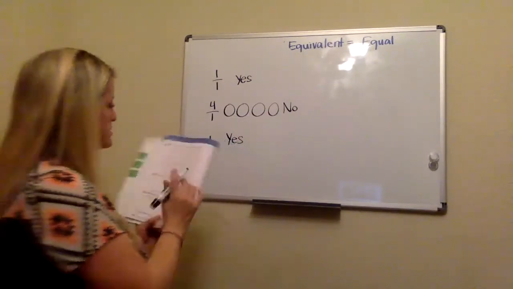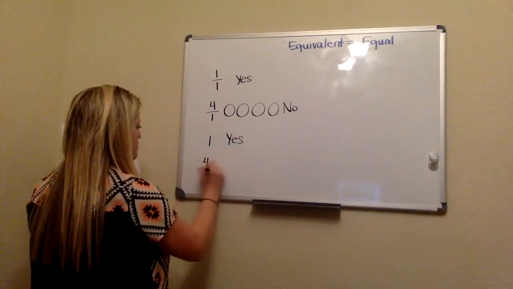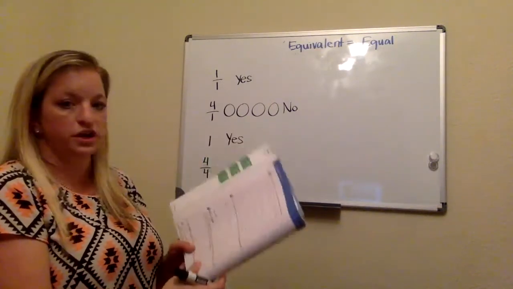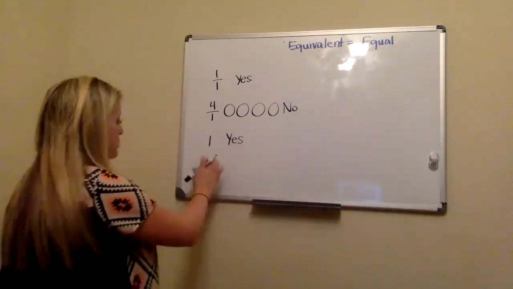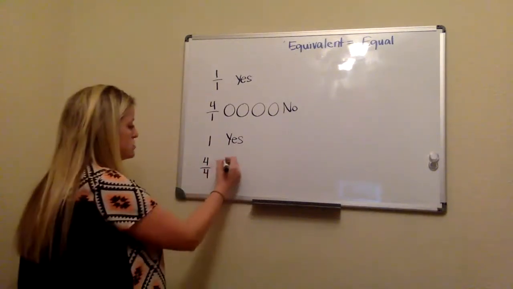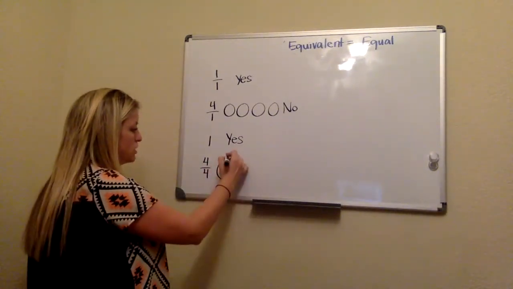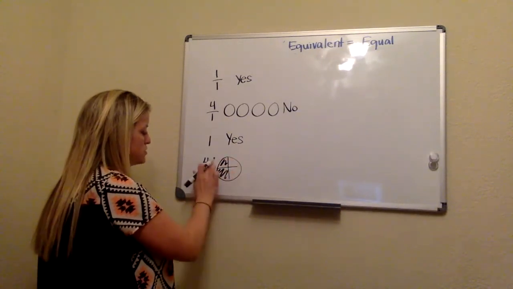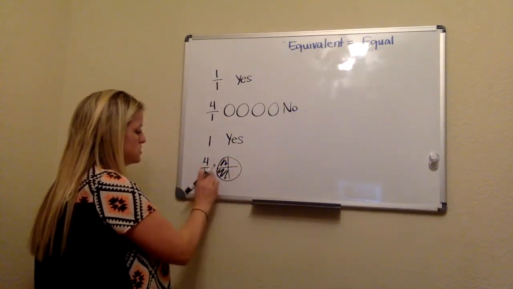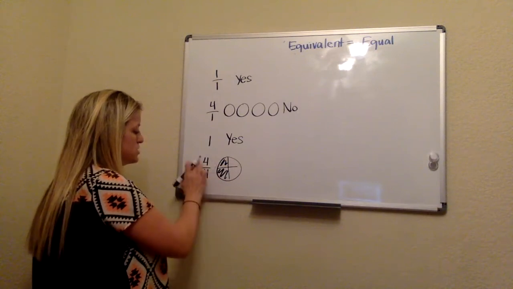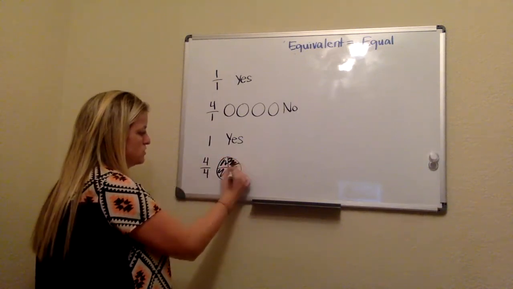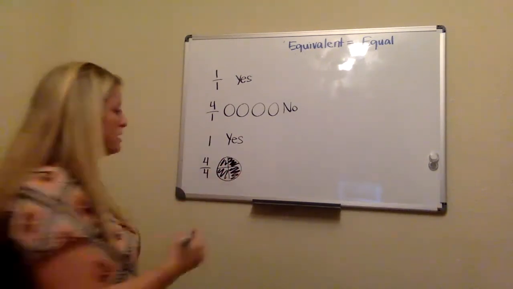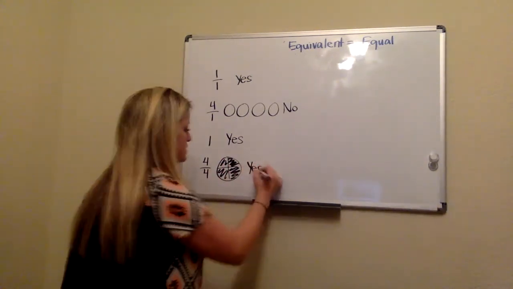Last one is 4/4. I'm just trying to trick you, but again, the numerator and the denominator match. So if I have a whole orange and I eat all 4, these are the total parts, and these are the parts that you're eating. I eat the whole. So that one is yes as well.